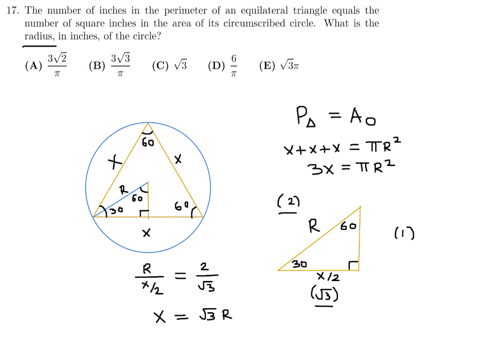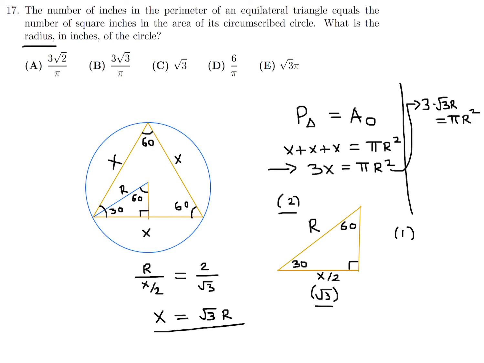Now all you have to do is just substitute this back into our original formula. And I'll just do it here. So 3x is equal to pi r squared. x, however, is root 3 r. So we have 3 times root 3 r is equal to pi r squared.